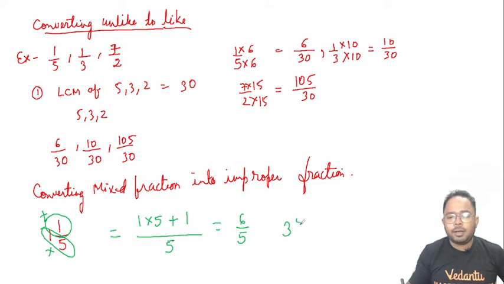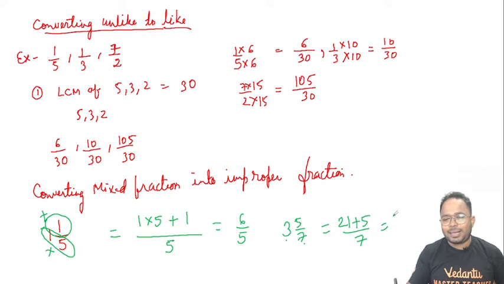Okay, let's take another example. Let's say 3 5 by 7. So what we'll do? 7 3s are 21 plus 5 by 7. So once you practice, it will become your habit and it becomes very easy. Okay, simply you can do 7 3s are 21 plus 5, 26 by 7.